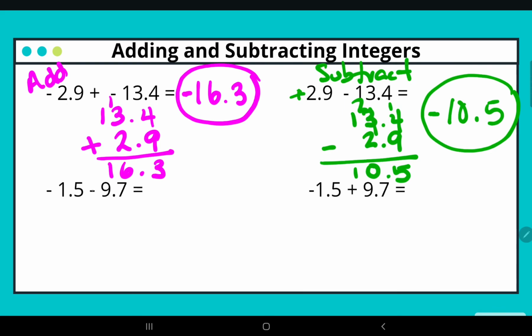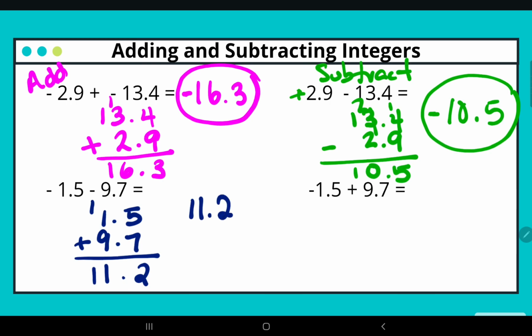Okay. So again, same signs, we're going to add. Seven and 5 is 12. Bring down my decimal. 9 plus 1 is 10, plus 1 is 11. Same signs, add and keep the signs. If you notice, I keep referring back to the song because it's really a useful tool in remembering what to do. 11.2. Okay, let's try the next one.